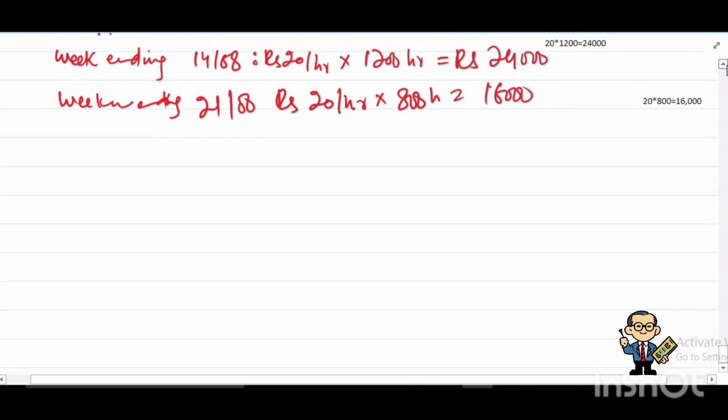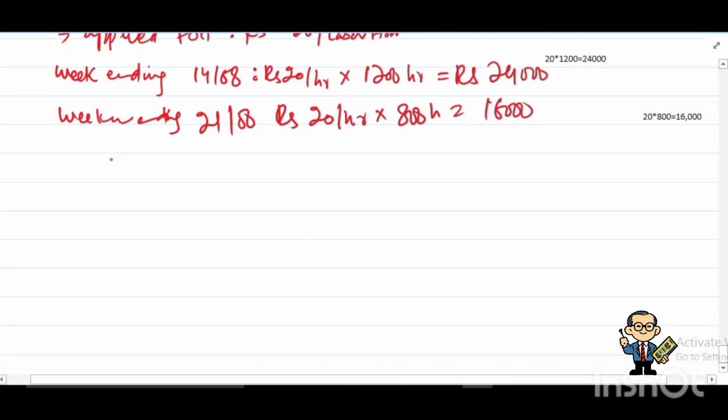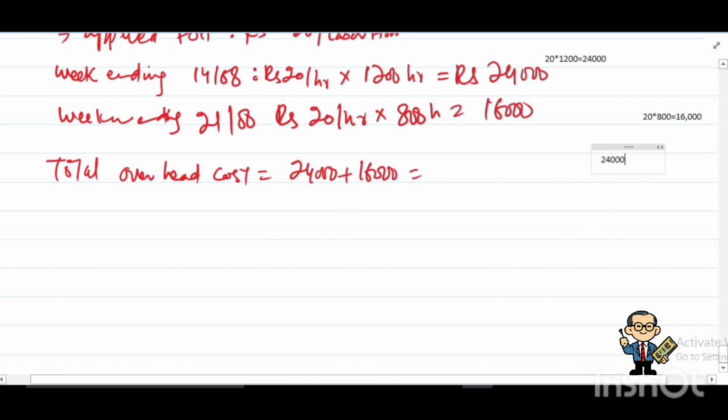Now let's conclude this with the total cost, how much total overhead cost we have for this department, and that is 24,000 plus 16,000. 24,000 plus 16,000 equals how much? This is 40,000. So the total overhead will be 40,000 for this department. Now let's move on.